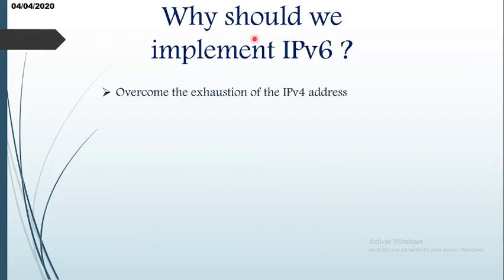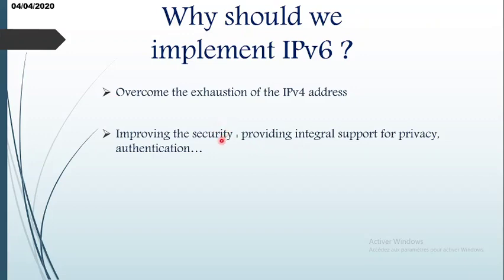So we have here a question: why should we implement IPv6? As we have already mentioned about the exhaustion of IPv4, because we have just 4.3 billion IPv4 addresses available. So basically IPv6 was designed to overcome the exhaustion of the IPv4 addresses. That's why here we have the first benefit of IPv6. Next, IPv6 was not just intended to overcome the exhaustion of the IPv4 addresses, but also to improve quality of service and improve security, because IPv6 provides integral support for privacy, authentication, and data integrity measures.